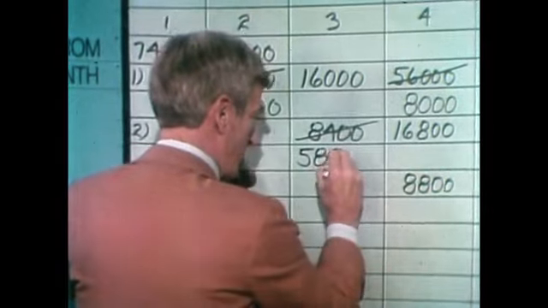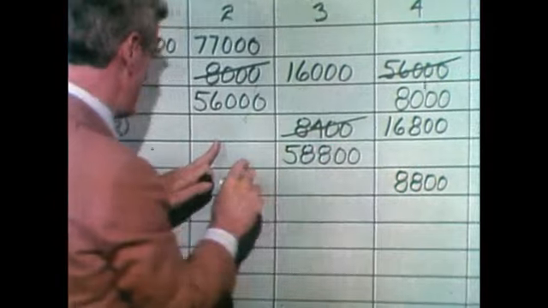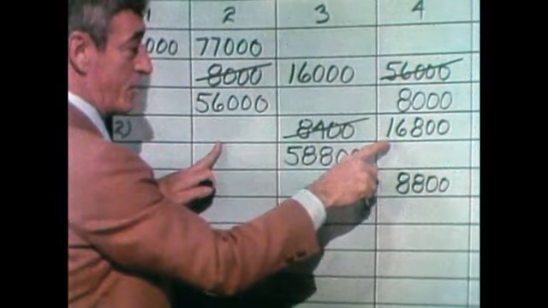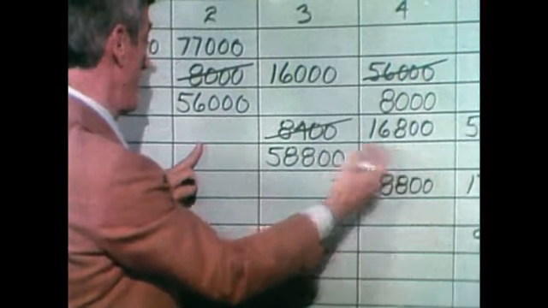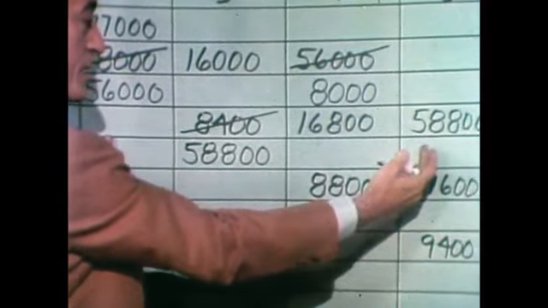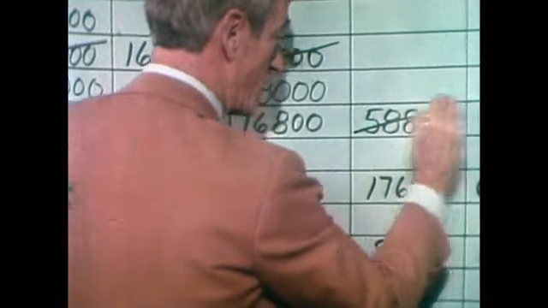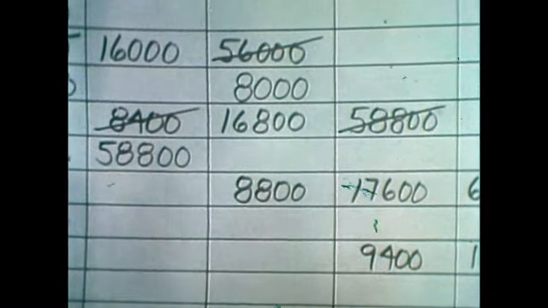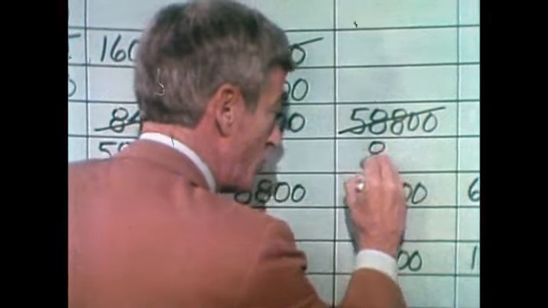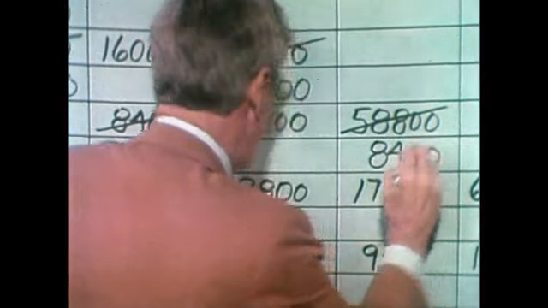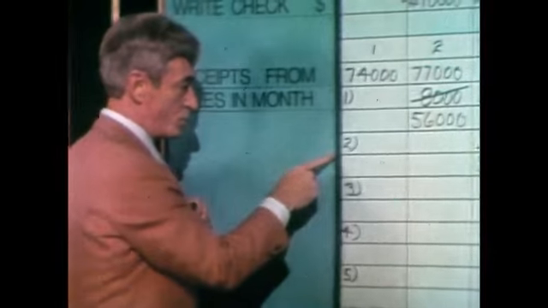$58,800 is the way that works out. $58,800. And then 2 months later, we get 20%. Well, that number didn't change. And 3 months later, we get 10%. Well, we don't get this at all. We're going to get 10% of $84,000. That's $8,400. That's correct. Now, that takes care of month number 2.